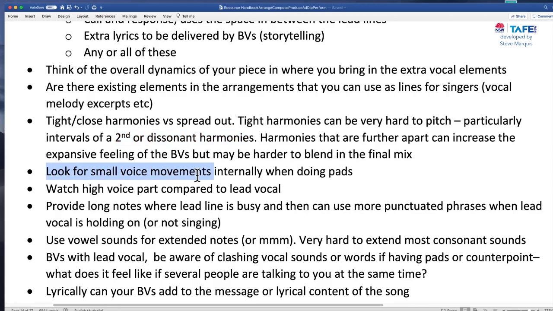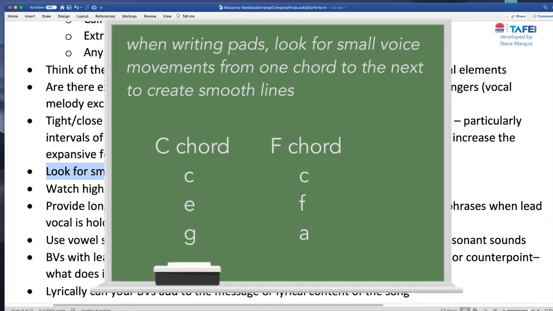When writing pads, look for small voice movements internally when doing the pads. Again, this was mentioned in the introduction to arranging. It was also mentioned in a previous lecture, looking at what is the actual voice movement when I go from, say, a C chord to an F chord. If I've got one of my voices on the note C, well, the note C is common to both the C chord and the F chord, so that vocalist could just hold that note. It's going to create a very smooth transition. If I have a vocalist with the note E on the C chord, they can just move a semitone to the F, and then they're playing the F chord.